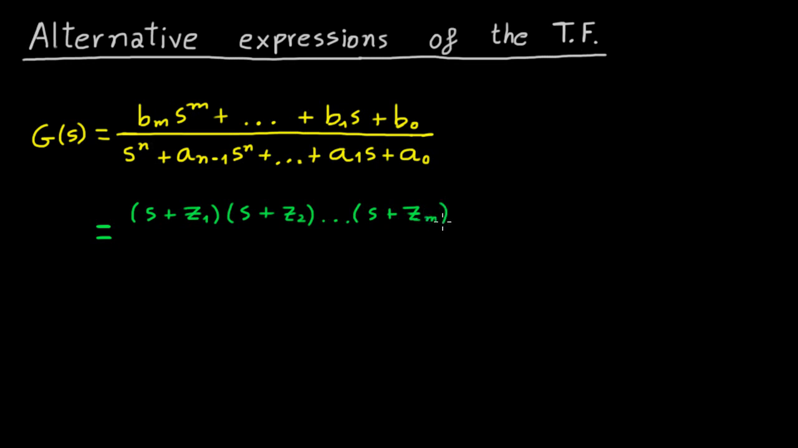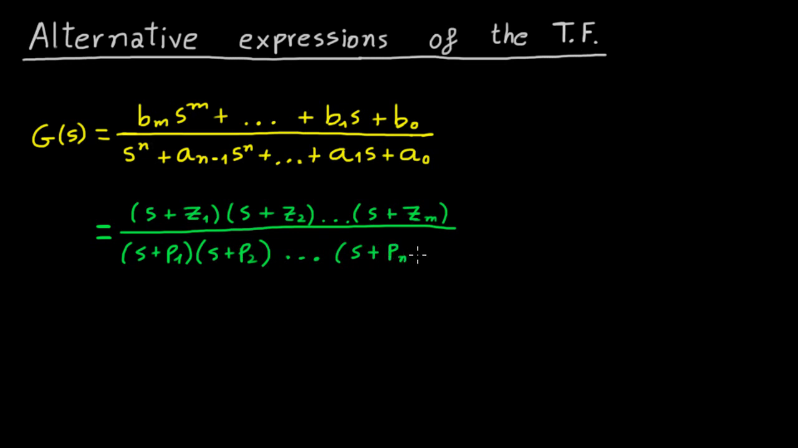because there have to be m zeros, since the order of the numerator is m. And in the denominator we would get s plus p1 times s plus p2 times all the rest of binomials, times s plus pn, because n is the order of the denominator.